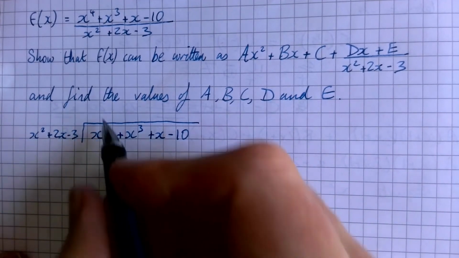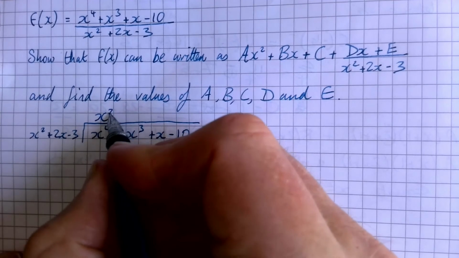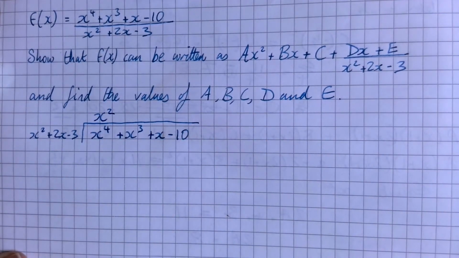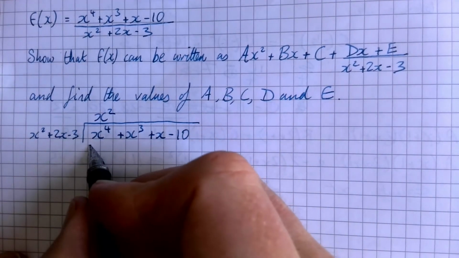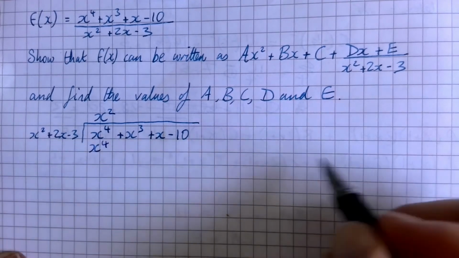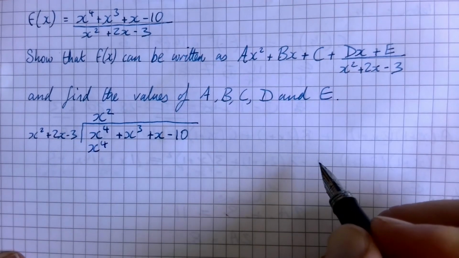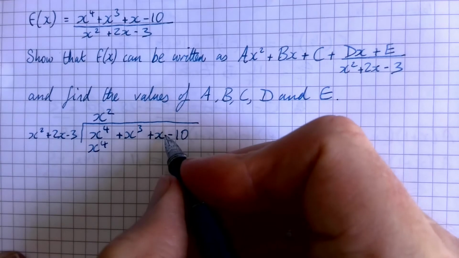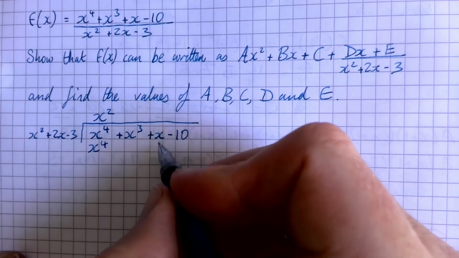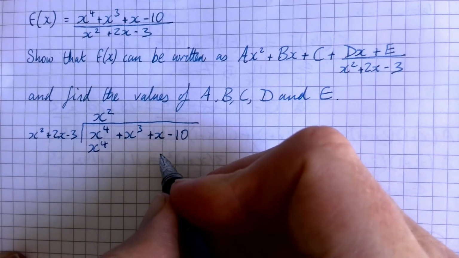So x squared goes into x to the power 4 x squared times, because x squared times x squared gets you x to the power 4. I just realised I've done it again. I really do need to put a 0 x squared in there.